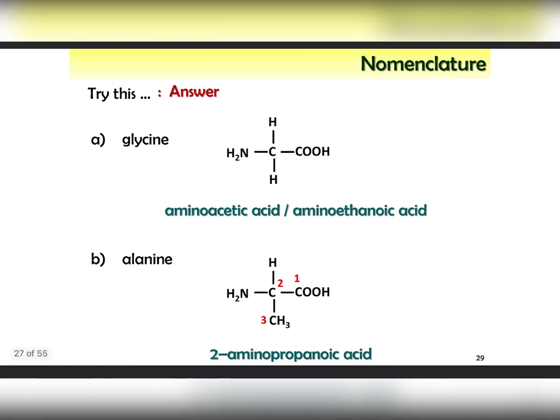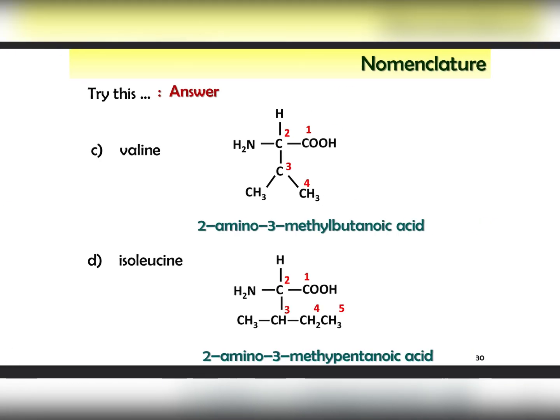Okay, so let's have a look at this example. Kalau glycine, okay, tadi kita dah tengok glycine, dia punya IUPAC nomenclature is amino ethanoic acid. So kalau alanine pula, okay, so carilah dia punya longest chain and identify the substituent. So you have 2-amino propanoic acid.